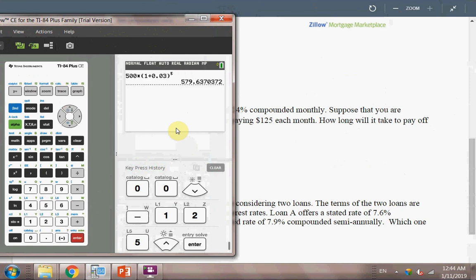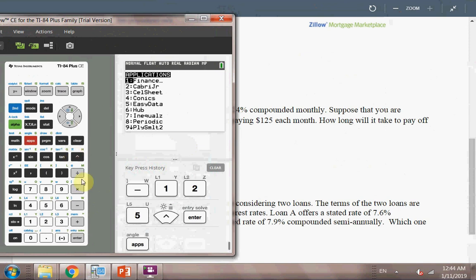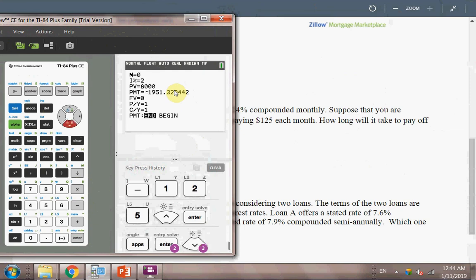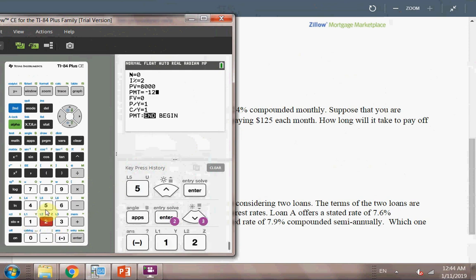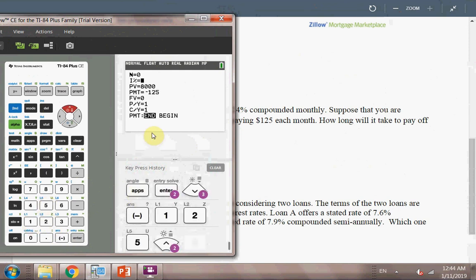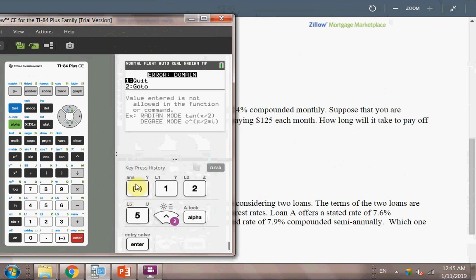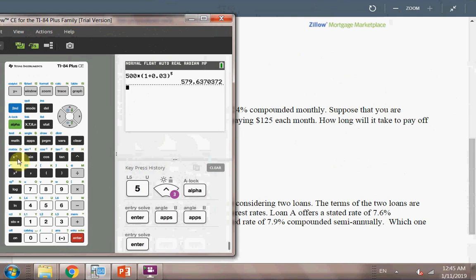Okay, and then you move back, try to solve for n. Oops, what happened? Apps, finance. Don't worry, just redo it. So my payment is negative 125, and then I move back, try to solve for n. All right, so if I try to solve for n, then this is what happened. Okay, alpha, enter, I got an error. If I just get back to my setting, apps, finance. Okay, why can't I have a valid n?